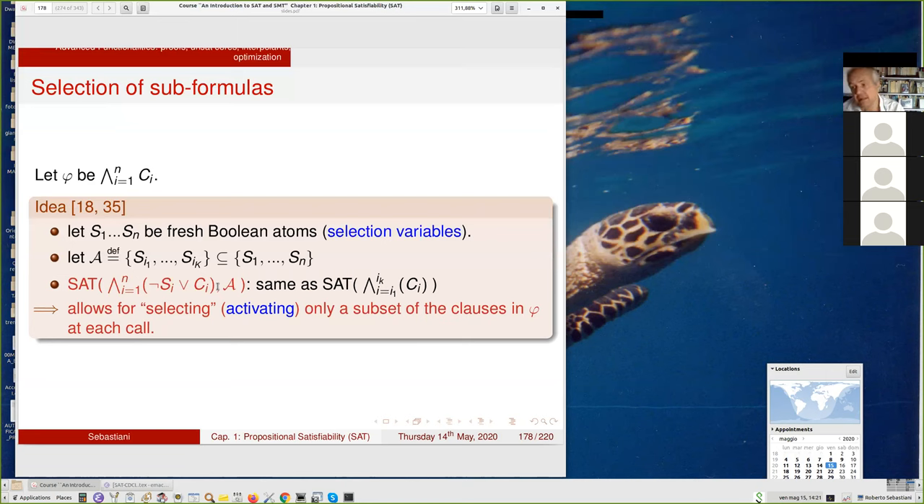So substantially, if you label some clauses this way, you give a Boolean name to every clause, or you can have different groups of clauses sharing the same variable Si. Or you can just label some relevant clauses, some relevant groups of clauses. So what you do here is, by selecting some set of variables, you decide which clauses will be active in the formula and which others will not be active.